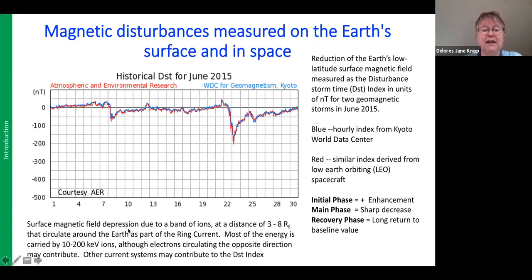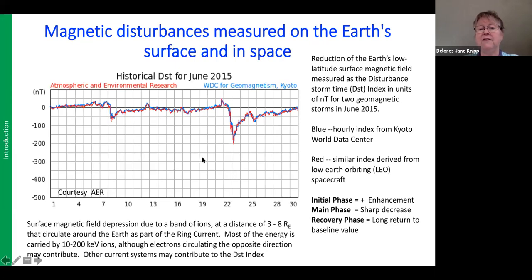Now, this surface magnetic depression is caused by a band of energized ions encircling Earth in what's called a ring current. Most of that energy is carried by medium energy ions, let's say 50 keV ions. The electrons have a minor role because they tend to be scattered out of the configuration by wave-particle interactions. I'll just say that I love and hate the Dst index because it is used and misused and abused in so many ways. But because we need a common way to talk about storms, this is what we have. There are other current systems than the ring current contributing to the Dst index, and that's been shown in the literature over and over again.